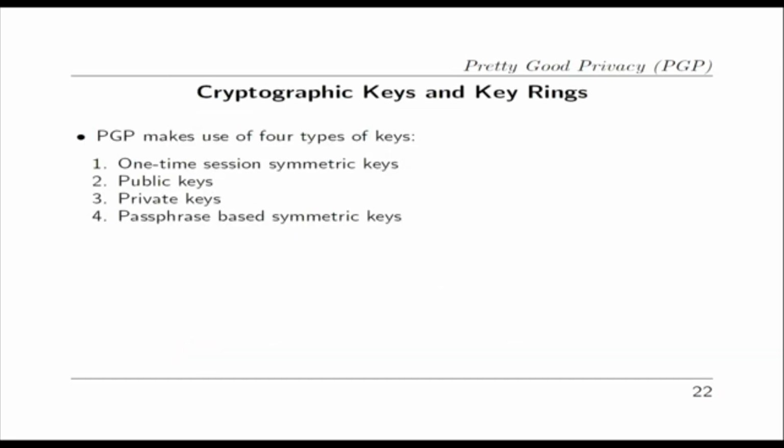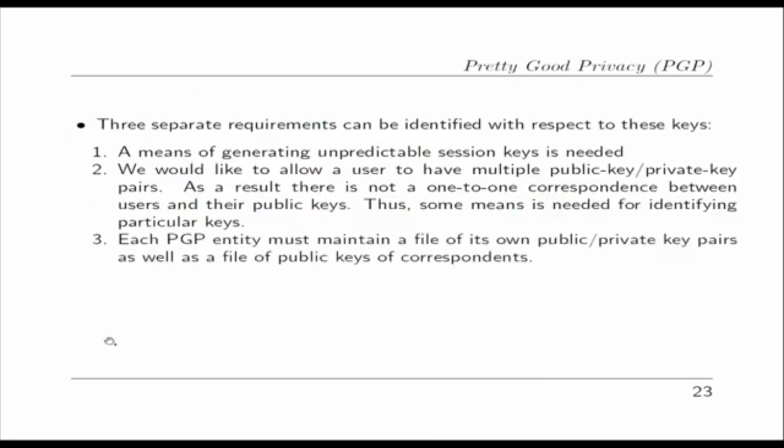Okay, so now let's talk about cryptographic keys and key rings. PGP makes use of four types of key. One is the one-time session symmetric key, that is KS, which is randomly chosen and needs to be sent to the receiver. The second is the public key and private key pair, and the passphrase-based symmetric key. So, these three separate requirements can be identified with respect to these keys.